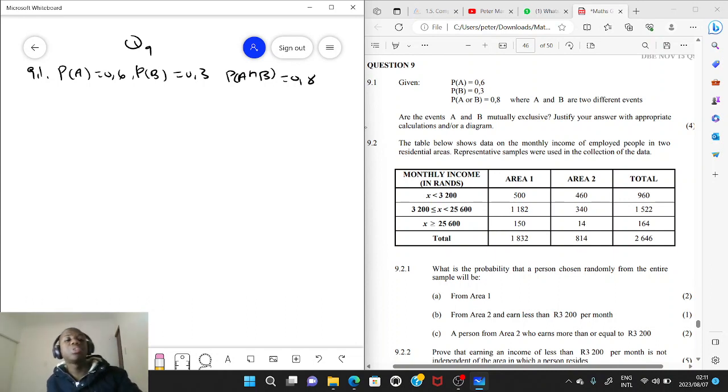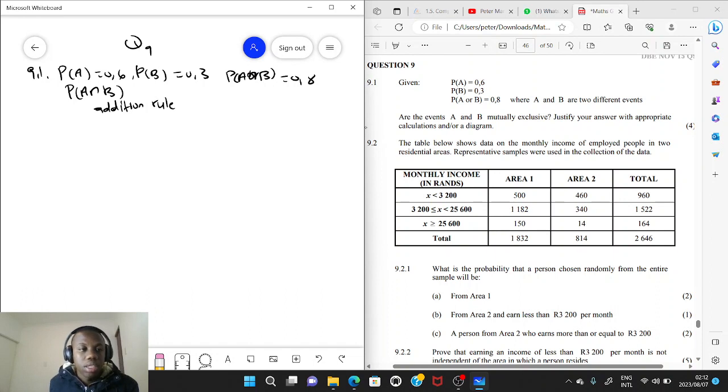For you to be able to identify, note it is A or B, not A and B, it's or. To identify whether the events are mutually exclusive or not, you need the probability of A and B. Looking at the question, we were not given the probability of A and B. Now we have to find the probability of A and B by using the addition rule.